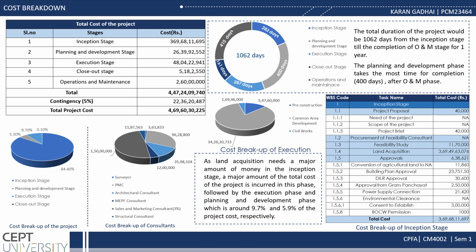Here the pie chart shows the representation of cost breakup of consultants and cost breakup of the project. For all the costs, we have talked with various consultants and for execution, we have contacted various contractors and got the quotation for this particular project.